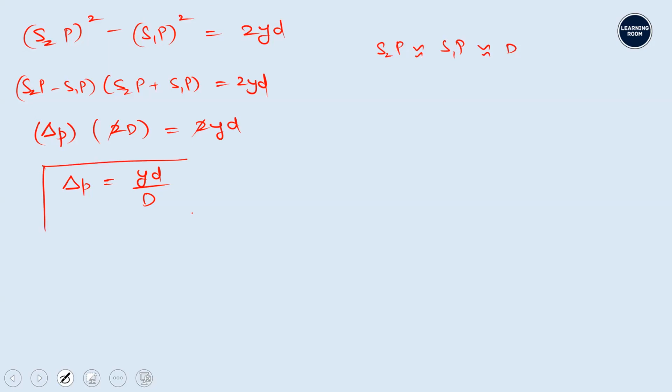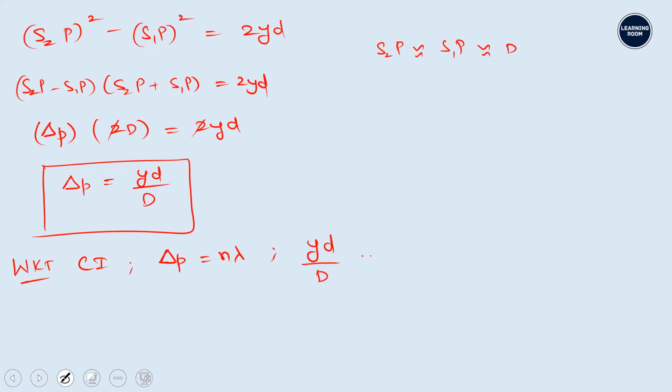And we know that for constructive interference, path difference will be equal to n lambda, which means y into small d divided by capital D should be equal to n lambda. So from this, what can I say? Y will be equal to n lambda into capital D divided by small d, and this value can be written as y with a subscript n. The meaning of this is, as I keep substituting different integer values in the place of n, I get different values of y.